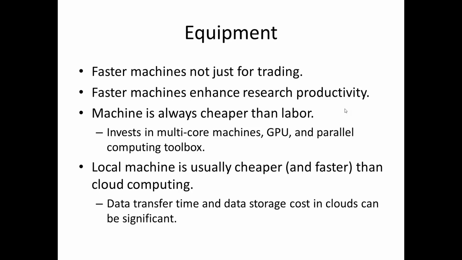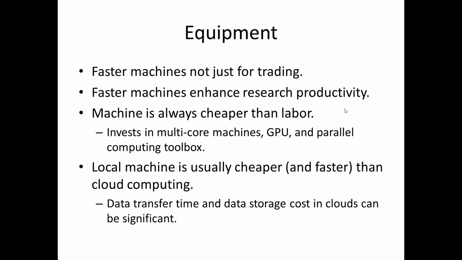Okay, next we talk about the next type of investment, which is equipment. Well, we all want faster machines, but a faster machine is not just for trading execution. A faster machine is also for enhancing research productivity. A machine is always cheaper than human labor. So if you are going to hire a quant or hire a programmer, you should definitely make sure that this person has the best machine that he or she can work on, because otherwise you are simply wasting your money on the labor cost.